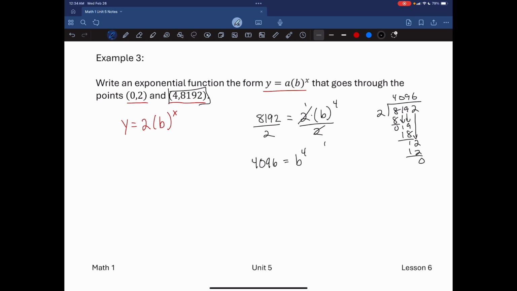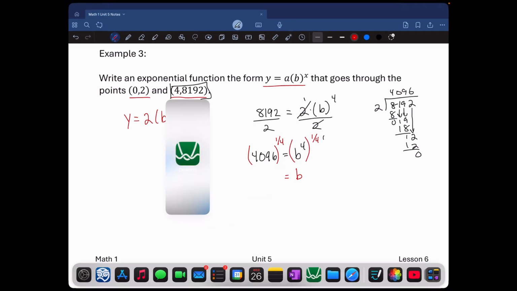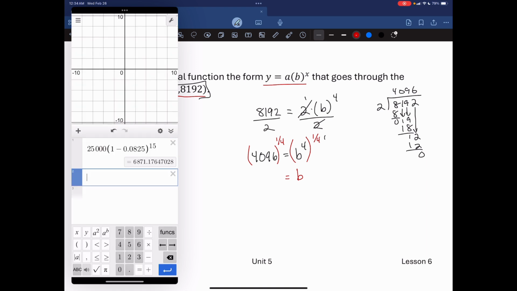Just like when we had a square and took the square root, we're going to take the 4th root here. Or if you want to think about it using rational exponents, I can raise this to the 1/4 power. Same idea. When we multiply our powers, we get b to the 1st power, or just b. We're going to use our calculator to find the 4th root of this one. We have 4,096 raised to the 1/4, so b ends up being 8.